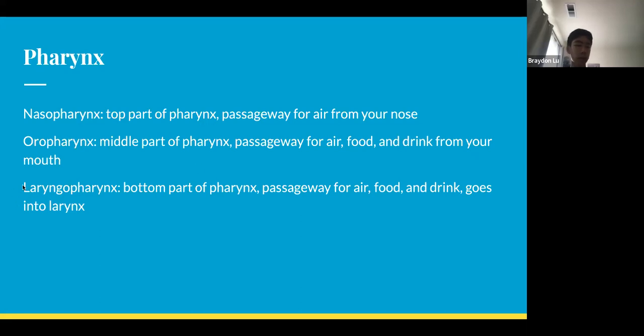And then we have the laryngopharynx. The first part, laryngo, refers to the fact that it's right above the larynx. And it's the bottom part of your pharynx. And it's the passageway for air, food, and drink. And it goes into the larynx.